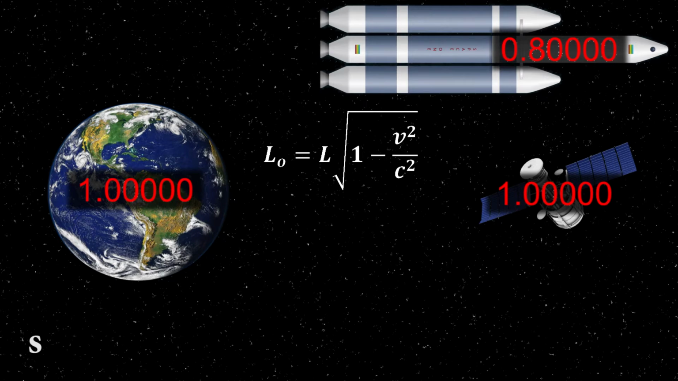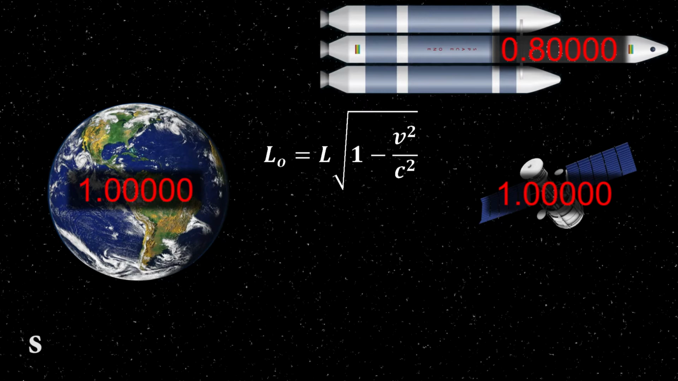This is the simplest way to show how lengths contract when looking at one or more moving objects. Let us look at an example. Assume we have a spaceship, like the SpaceX Starship, with a length of 120 meters. This is the length that we would measure when we are stationary in relation to the spaceship.